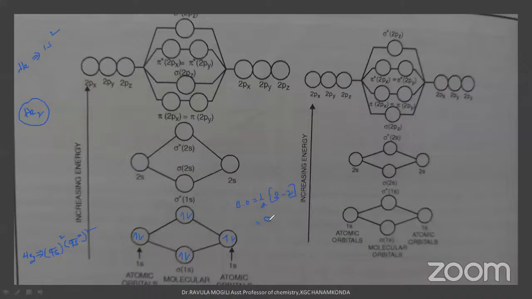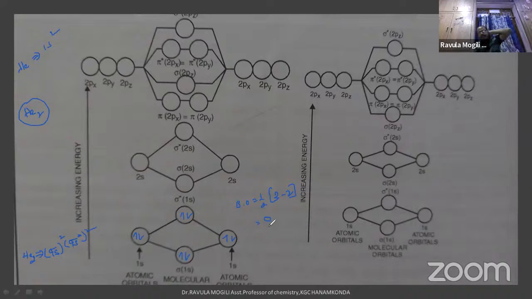So here it has no bond order. The bond order is 0 into 1 by 2, which is 0. Whenever the bond order is 0, there is no bond between the two helium atoms. And does He2 exist or not? He2 is not an existing molecule.